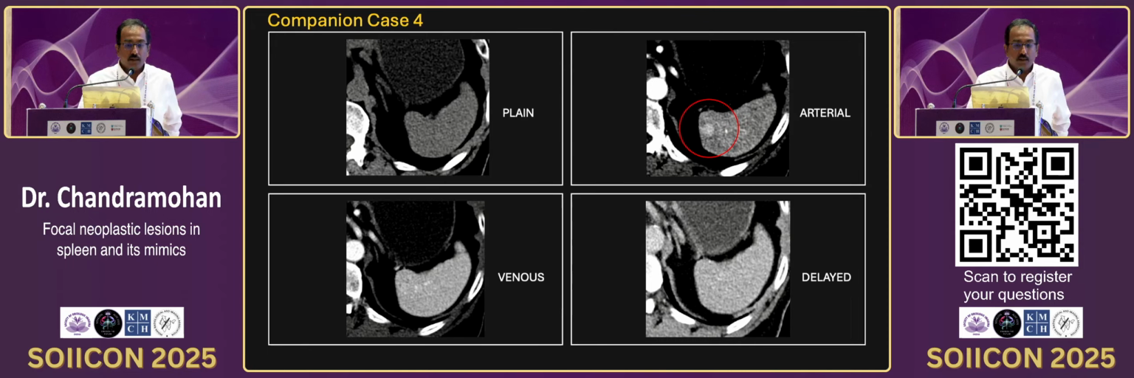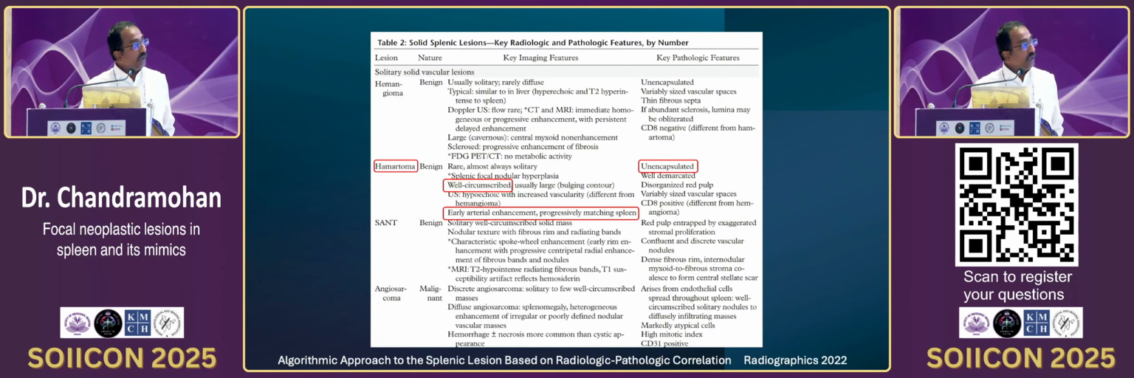Now this is another patient who had a CT for hepatoma. In this patient, we can see the lesion only in the arterial phase. There is no capsular enhancement, and there is no spoke wheel pattern of enhancement. It is seen only in the arterial phase and homogenizes with the rest of the spleen in the delayed images. This is classically a hamartoma.